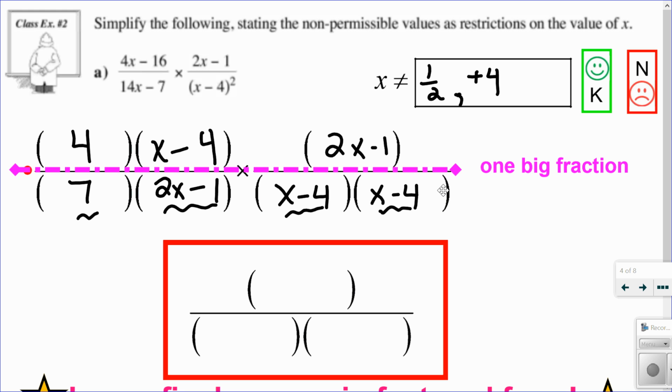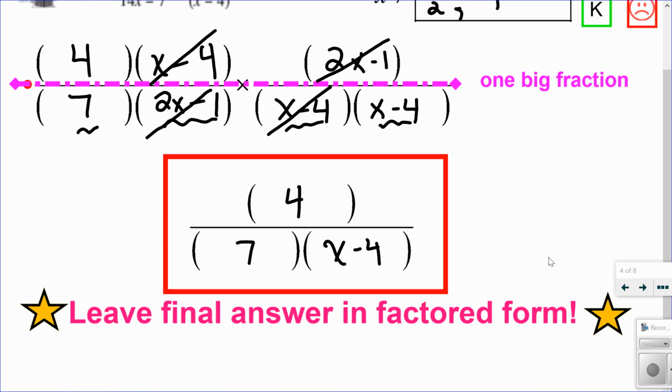Now, when I'm multiplying, I'm just going to make it one great big fraction, and then I'm going to look and simplify. So I have a factor of 2x minus 1 and 2x minus 1, a factor of x minus 4 and x minus 4, and that is it. So I'm left with 4 over 7 times x minus 4. And that's my final answer, which of course I will leave in factored form. Factored form is simplest form.